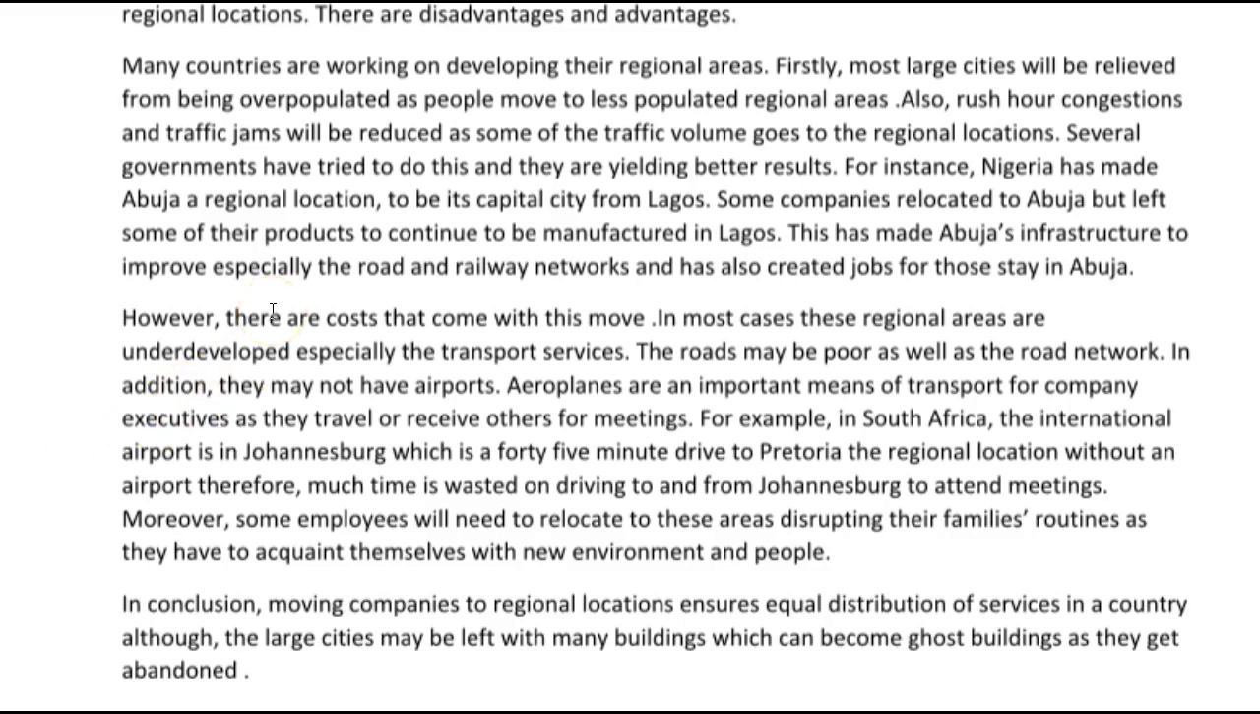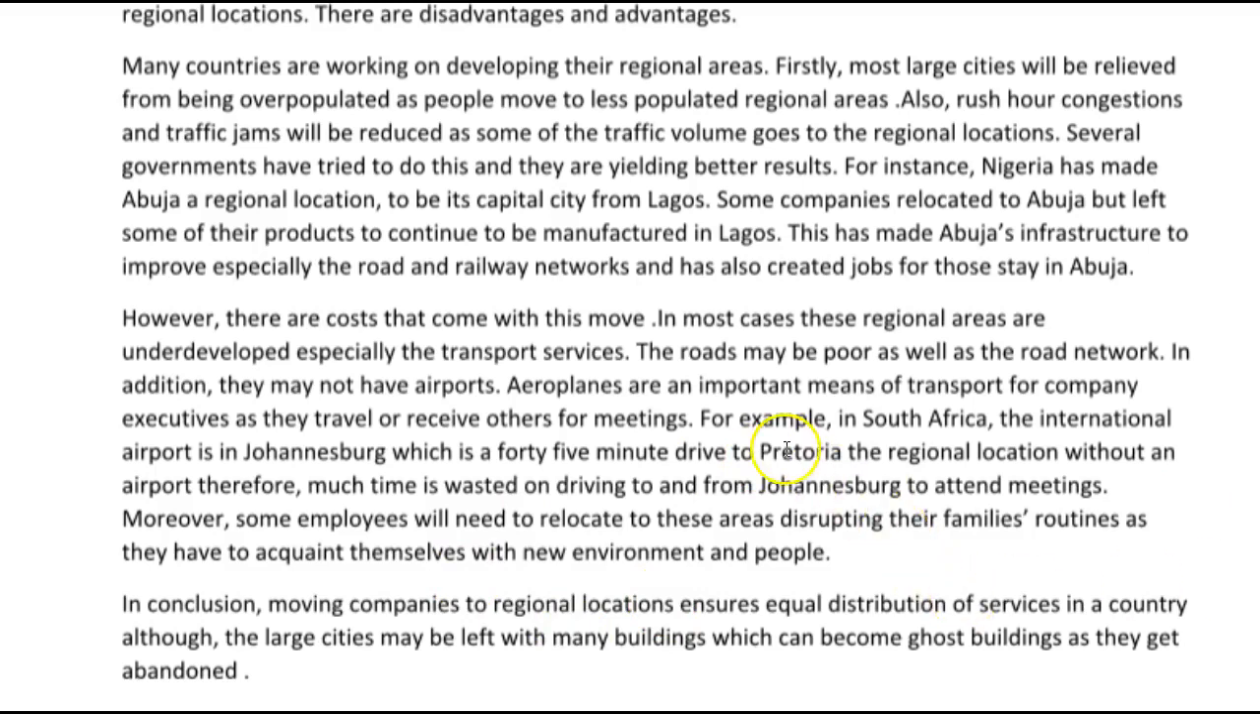In most cases, these regional areas are underdeveloped, especially the transport services. The roads may be poor as well as the road network. Okay. In addition, they may not have airports. Airplanes are an important means of transport for company executives as they travel or receive others for meetings. For example, in South Africa, the international airport is in Johannesburg, which is a 45-minute drive to Pretoria, the regional location without an airport. Okay, I need commas somewhere.